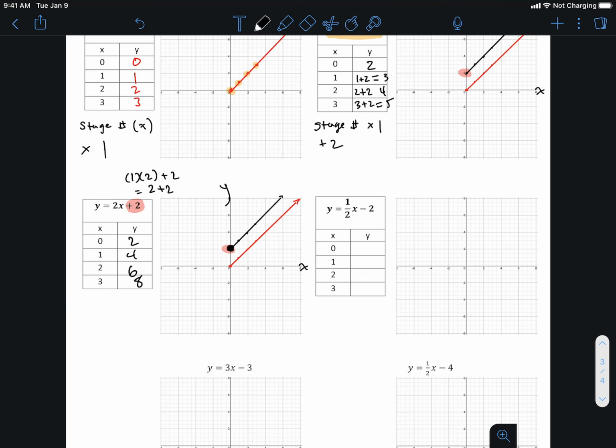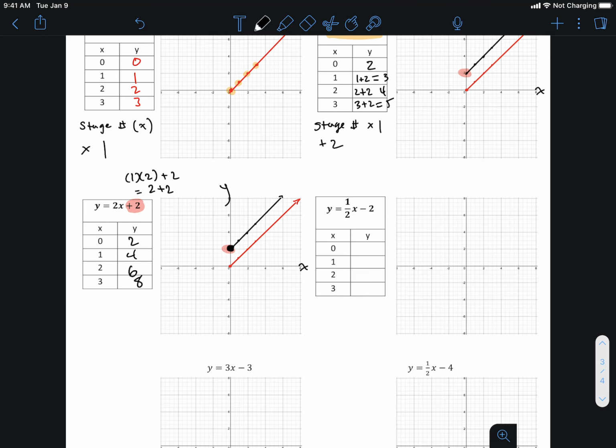So 0, 2 we've already plotted. Then we're going to go to 1. And I'll do this in, what color do you want? Green. So here's the green line. We'll do all these in green. It's a steeper slope.